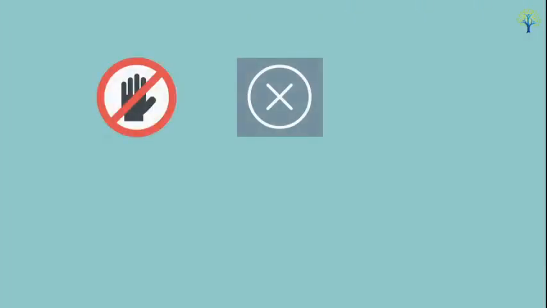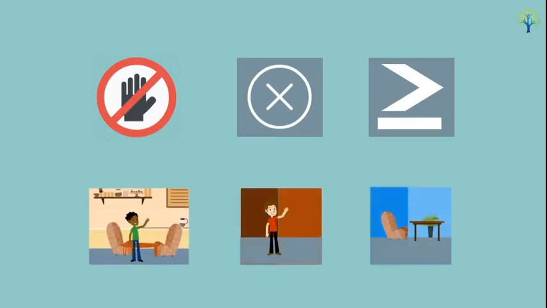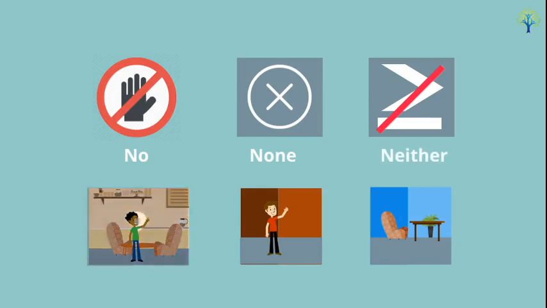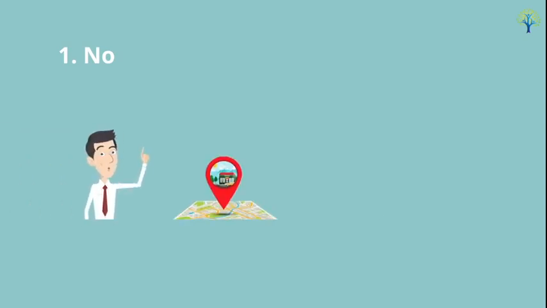Negative pronouns are used to talk about an absence of people or things. No, none, neither, nobody, no one, and nothing are negative pronouns. Depending on their use in a sentence, the correct word needs to be used. No is used only with nouns.